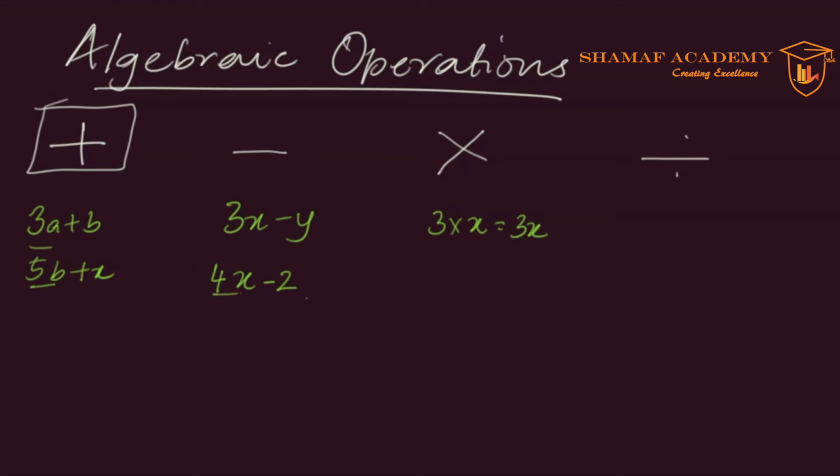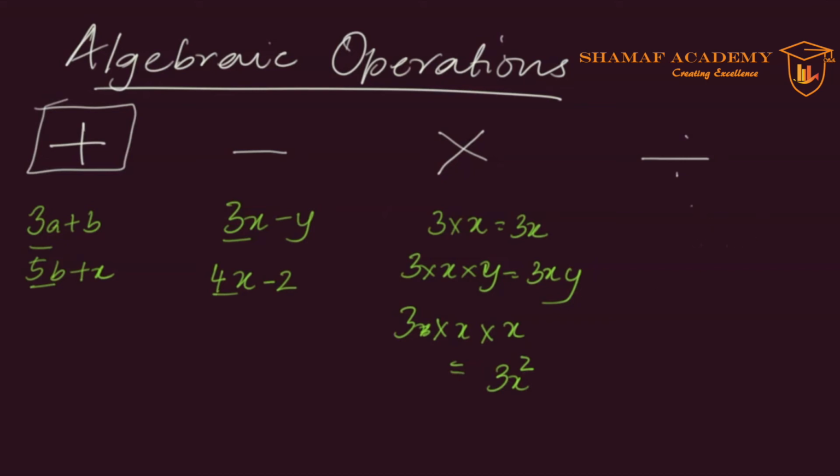Okay, and here in 4x, 4 and x are being multiplied, and in 3x, 3 and x are being multiplied. But we can also say 3 times x times y gives us 3xy. And if I ask you what is 3 times x times x, there are two x's, right? So it gives us 3x squared, because x into x does not give us 2x, it gives us x squared.